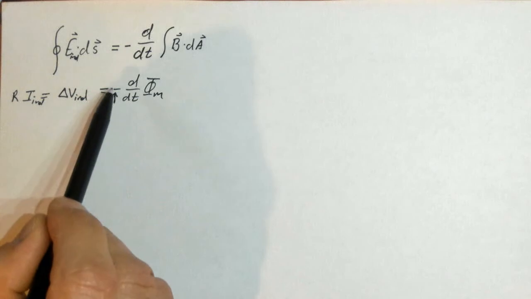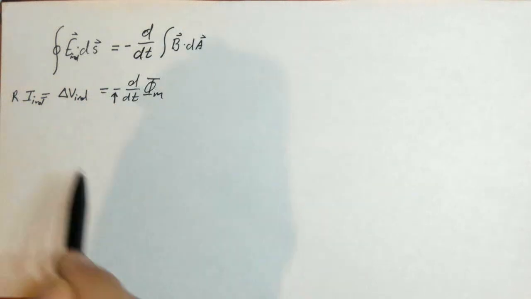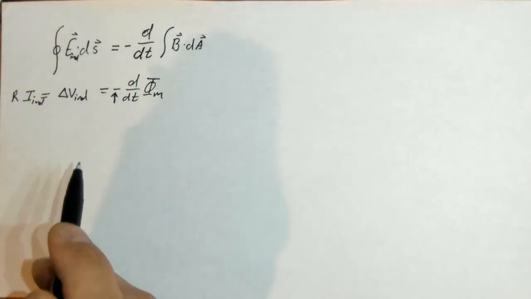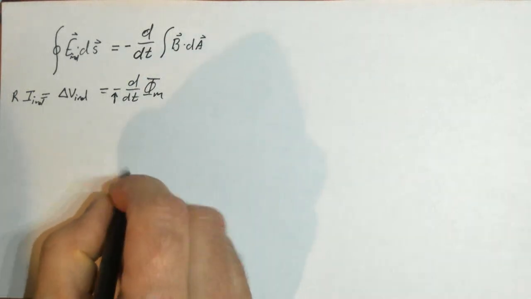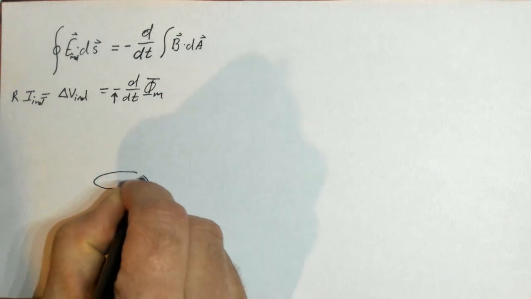Okay? And that's called Lenz's law. Now that takes a lot of work to try and figure out, and so I'm going to do just some examples to help. So for example, let's say we have a loop of wire sitting in a horizontal plane.